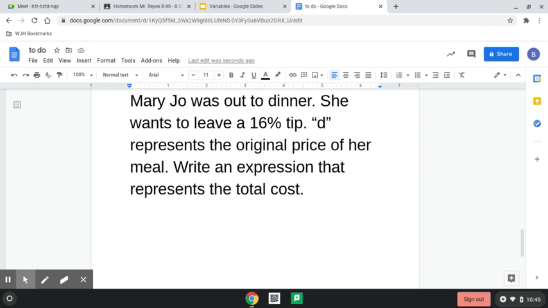Mary Jo was out to dinner. She wants to leave a 16% tip. D represents the original price of her meal. Write an expression that represents the total cost.